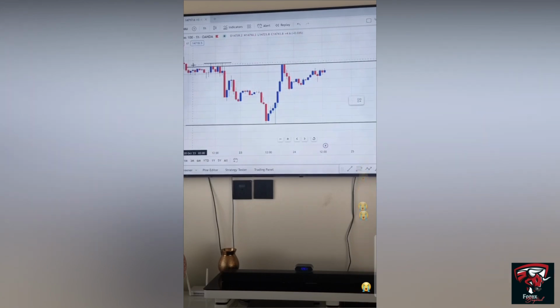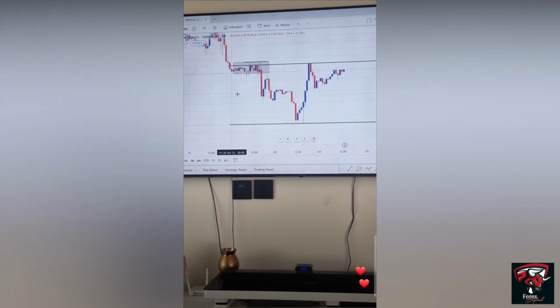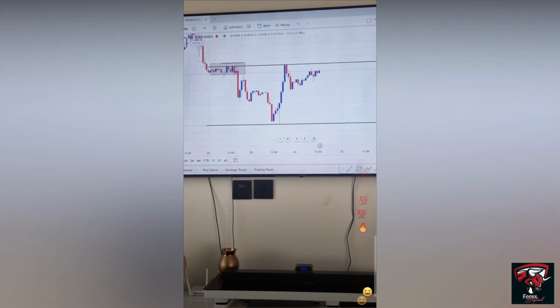Here we have a consolidation phase. Price then distributes. Okay? Distributes. Price then distributes. And price then goes. Where does price come back into? Comes right back into that phase. Price comes right back to the consolidation phase.